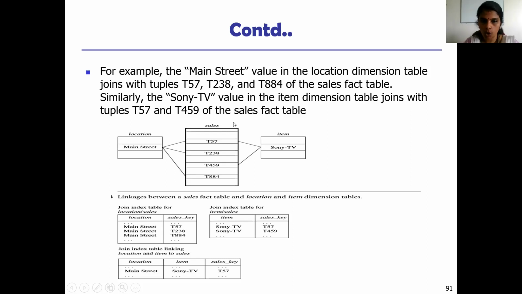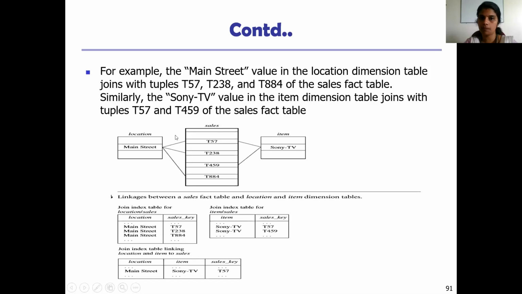So here we have shown in detail the example. See here, same example. Location, item are the dimension table. Sales is the fact table. So Main Street is associated with record IDs T57, T238 and T884. Sony TV, item Sony TV is related to T57 and T459. Now, when I form a join index for table based on location and sales, you can see Main Street is associated with T57, Main Street is associated with T238 and Main Street is associated with T884.